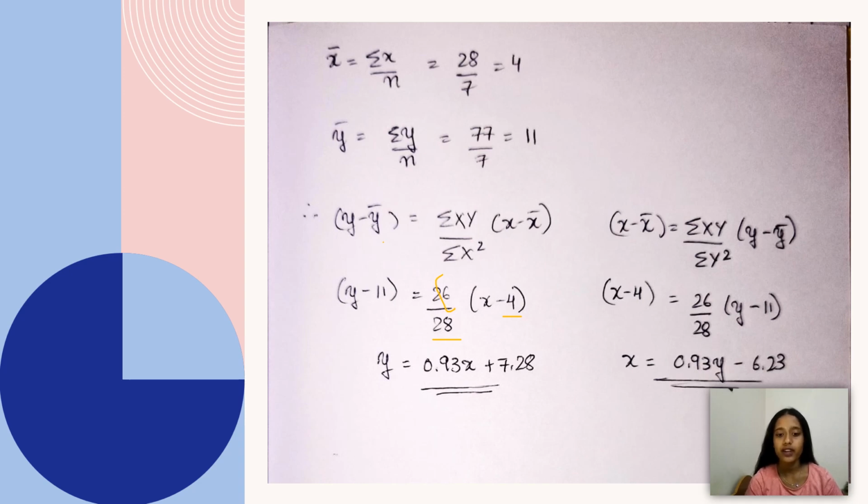After substitution we get y equals 0.93x plus 7.28. And for the x variable we get it as x equals 0.93y minus 6.23. So these are the required lines of regression that we had to find out using the given question.